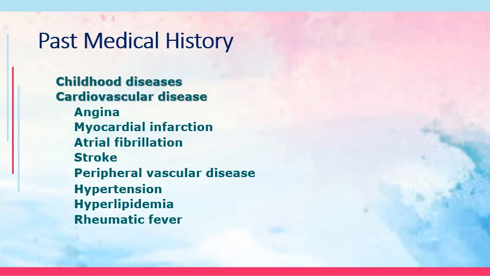Peripheral vascular disease. You might want to ask about smoking in the history of your patient because that's the main risk factor. Hypertension. You might want to ask about compliance on medications. Hyperlipidemia, which is the increase of lipids. So remember, if you're testing your lipids, you will be testing for triglycerides, low-density lipoproteins, and then high-density lipoproteins. Take note that your high-density lipoprotein is considered to be the good cholesterol.